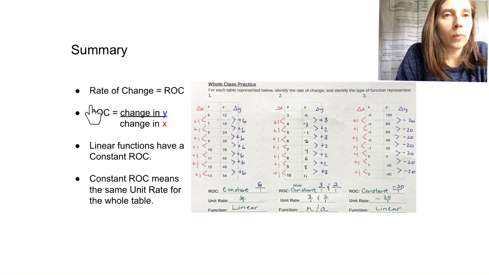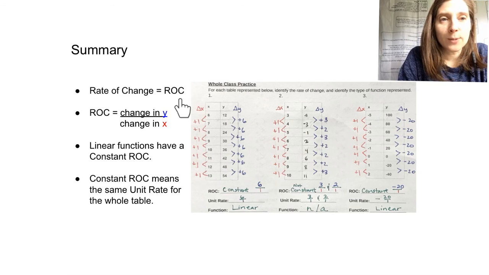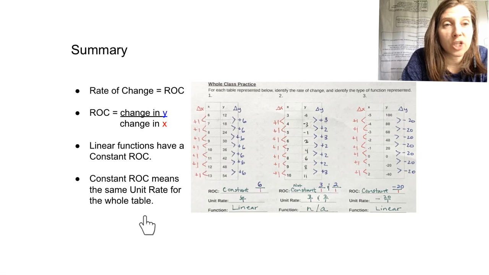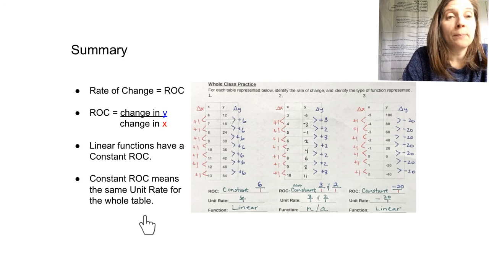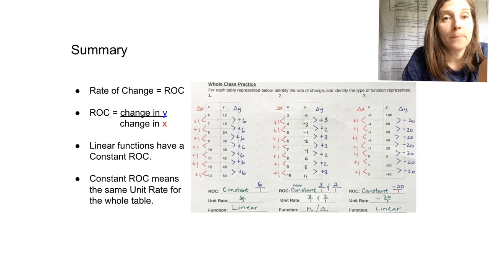So a quick summary of what we did today in your notes. The rate of change is often abbreviated ROC, that the ROC, or rate of change, is the change in y over the change in x that you find in your table, and that the linear functions have a constant rate of change. And what that means is that it has the same unit rate for the whole table, which in this example, all of our change in x's were 1, which meant our unit rate and our rate of changes were the same. But in future lessons, you will see how this comes into play.